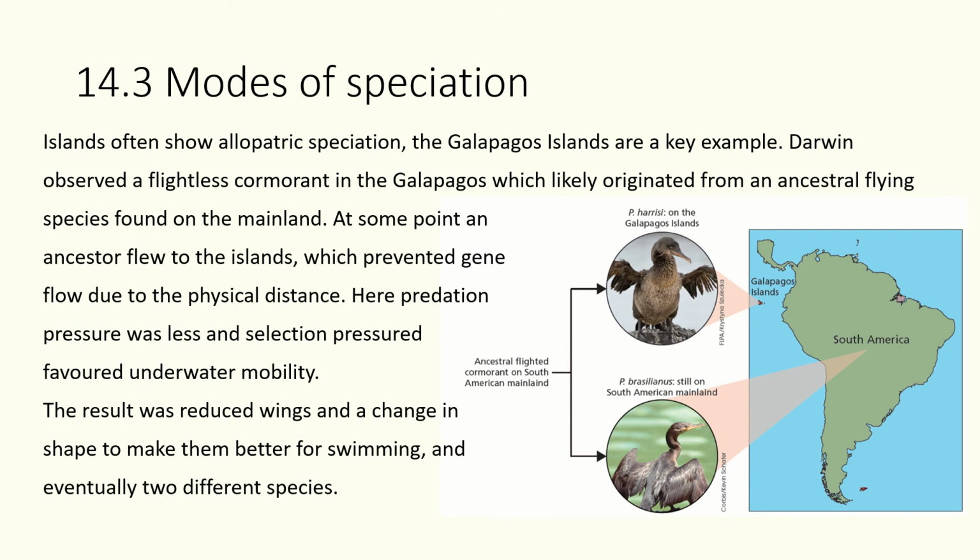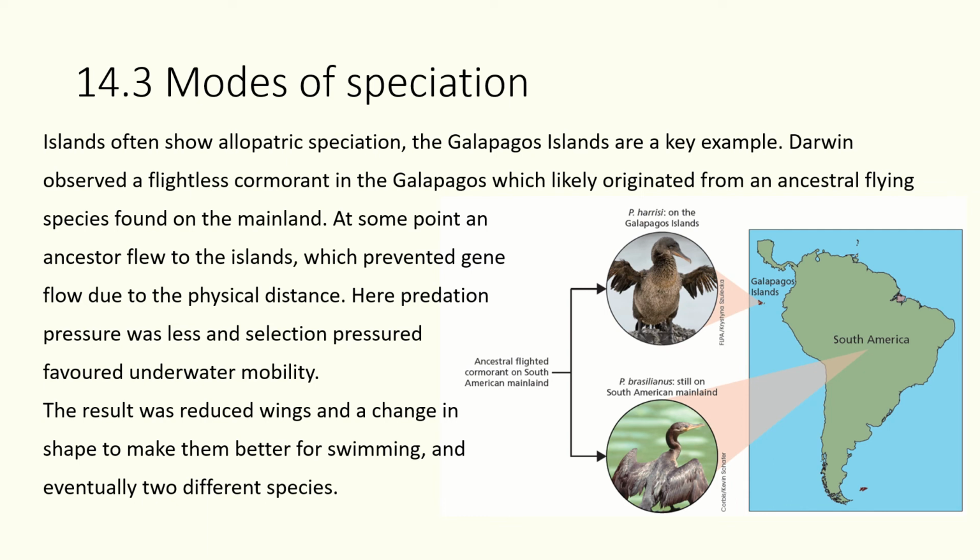This is a fantastic example here, again going back to the Galapagos Islands, of allopatric speciation, because we do often see it in islands, because islands generally were attached to the mainland or to other islands at some point and separated off. Darwin observed this species of flightless cormorant in the Galapagos Islands, P. harrisi, which it's believed likely originated from an ancestral flying species of cormorant, which still exists on the South American mainland, P. brasilianus.